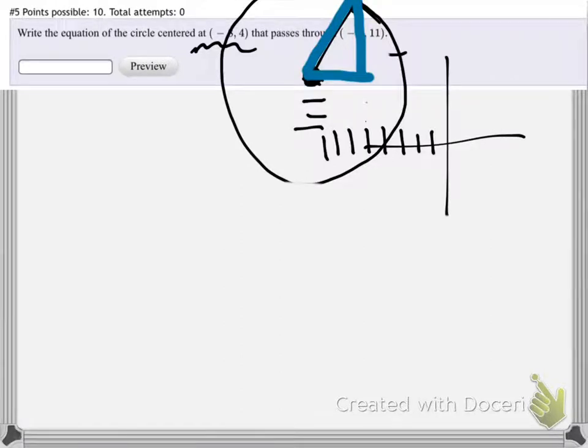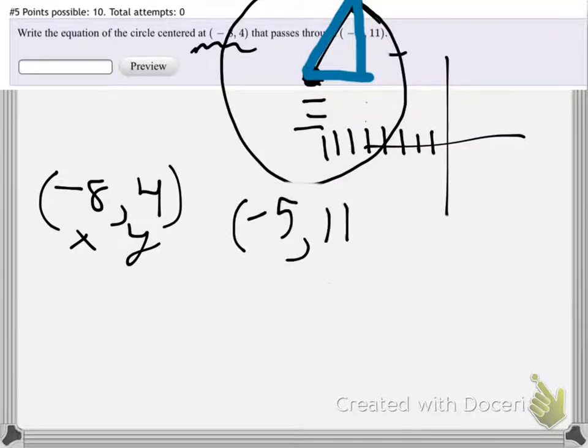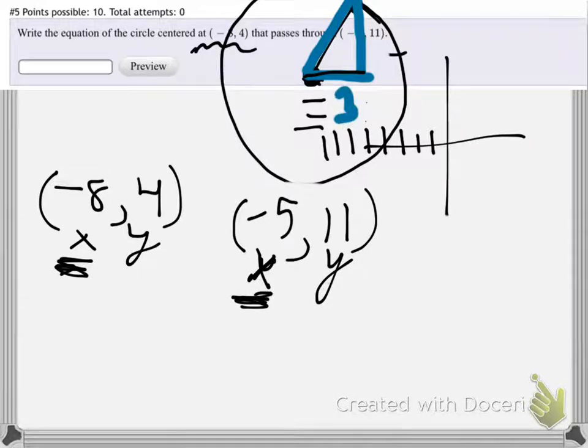From the coordinates we have, -8, 4, that's an x and a y, and the other one is -5, 11, an x and a y. Looking at just the x's, from -8 over to -5 is only 3 steps, so we'll put a 3. Then looking at the y parts, we're going from 4 to 11, which is 7 steps up. So the up value is 7.